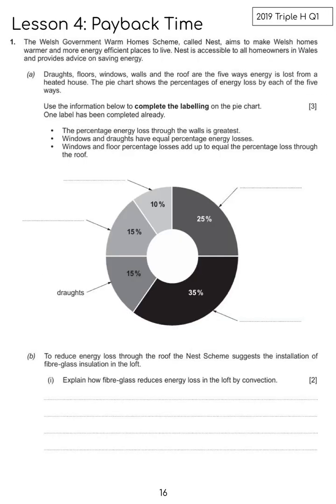Next, we looked at payback time. So we've got this question where we've got a pie chart showing where a house loses heat energy, and we've got to do a bit of problem solving to work out which section of the pie chart refers to which part of the house. If we read through it, the percentage energy loss through the walls is the greatest. So the largest section is 35%. That must be our walls.